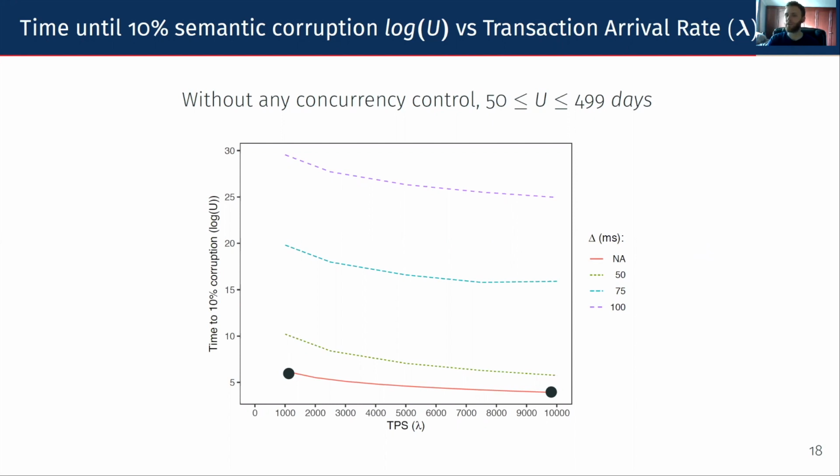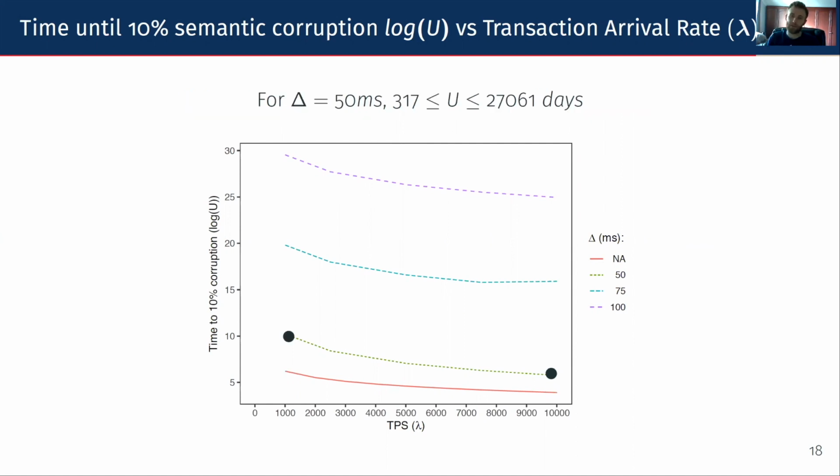Without any concurrency control, the time until semantic corruption is between 50 and 499 days. Setting delta equal to 50 milliseconds significantly increases the time until corruption to between 317 and over 27,000 days. Setting it to 75 milliseconds increases it even further to between 22,000 and 1 million years.